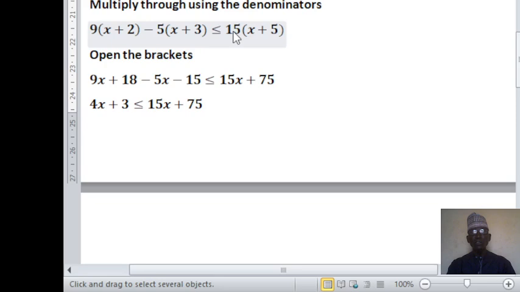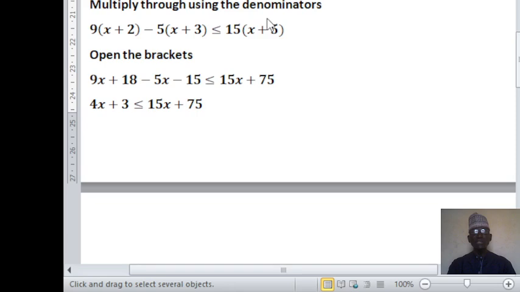Of course, you know how we got our 15. This times this equals 15. Then you use it to cross multiply over here. Use it to multiply across the sign, which you introduce with a bracket here. That is the reason why you have your 15, in case you have any doubt. Now, using the 15 to multiply through, you have 15x plus 75.